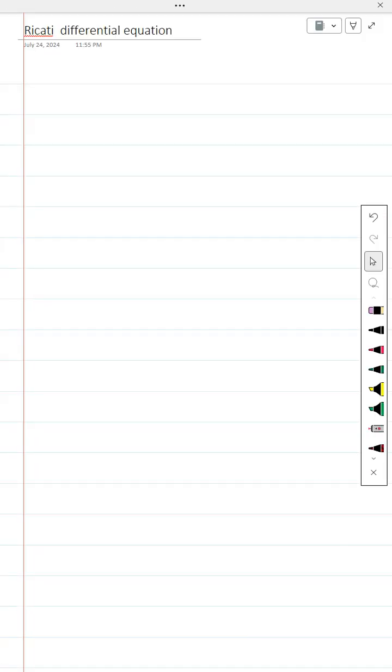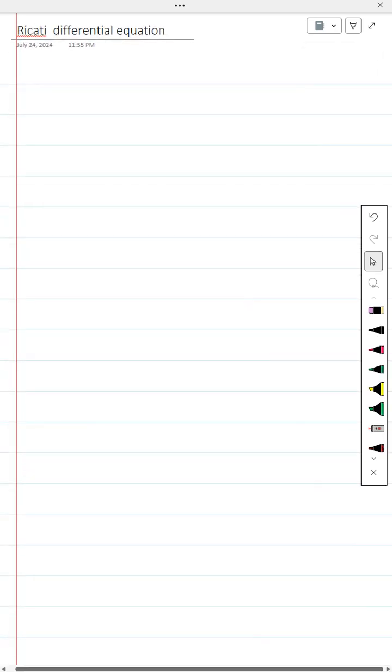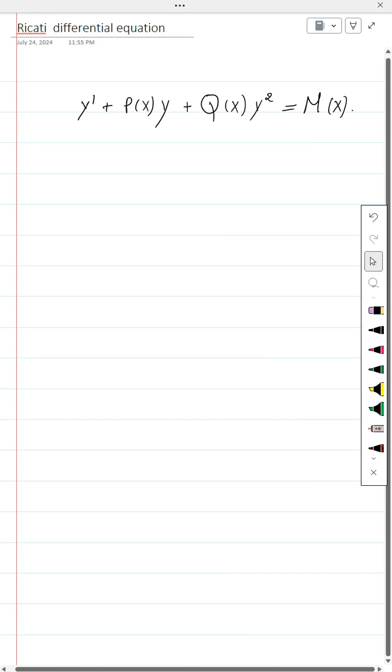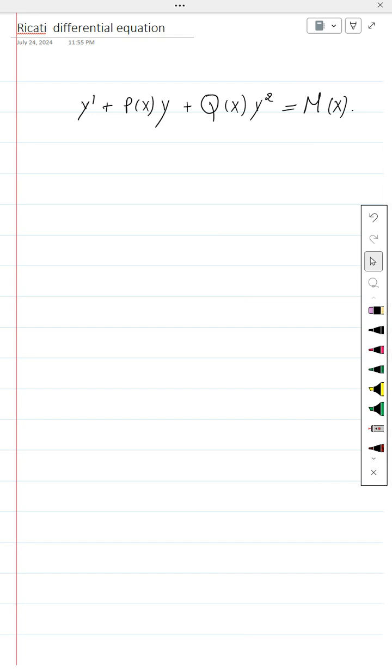Now we are going to see another type of differential equation, which is a Riccati differential equation. Let's get started. A Riccati differential equation could be written in the form of y prime plus p(x) y plus q(x) y squared is going to be equal to, let's call it m(x). As you can see here, we have y prime and we have our function, which is y, and y to the power of 2, so y squared.